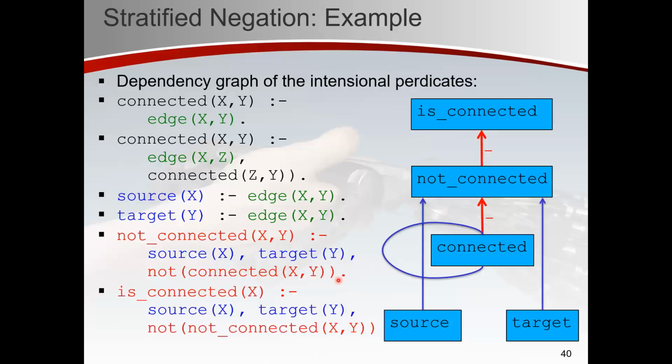And then we can have a predicate is connected x. That means a node x is connected to the rest of the graph in some way, and there we have a negation, not connected. Okay, that's just the predicates. Let's now have a look at how they can be proven by Datalog.